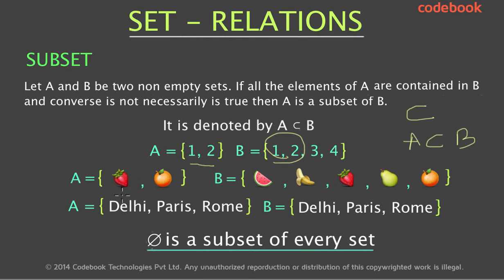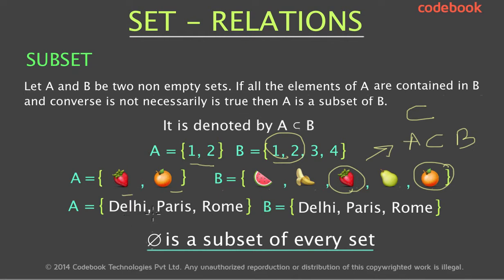Similarly, A equal to {strawberry, orange} and B equal to {watermelon, banana, strawberry, pear, orange}. And as you see, we have strawberry and orange even in the second set, which is B, and not necessarily all the elements of B are in A. So this is also a good example of A subset B.